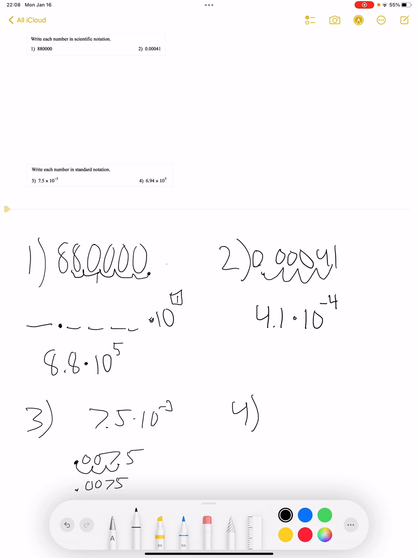And number 4, I had 6.94 times 10 to the 3rd. So I need to move it 3. In this case, because I'm going backwards, I'm undoing it, I'm moving it 3 to the right, like this. And I would add a 0 here. So this would be 6,940. And so that's how we convert both standard form into scientific notation, and then scientific notation into standard form.